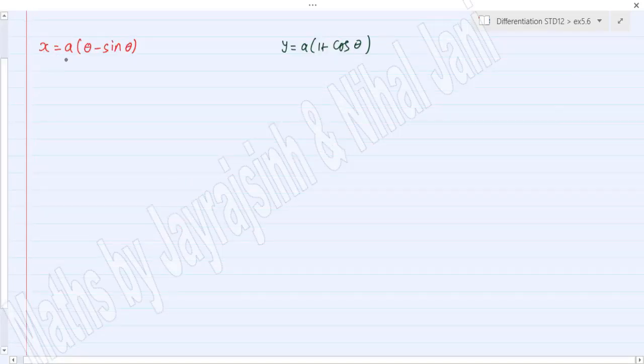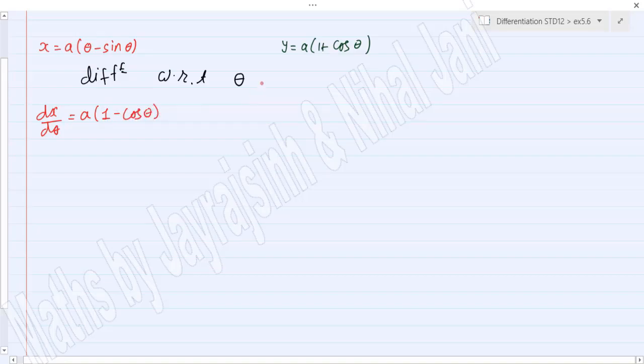Here we have x is equal to a theta minus sin theta and y is equal to a 1 plus cos theta. Both are function of theta. So let's differentiate both equations with respect to theta. From equation of x we will get dx by d theta. A will be as it is, theta will be 1 minus differentiation of sin theta will be cos theta.